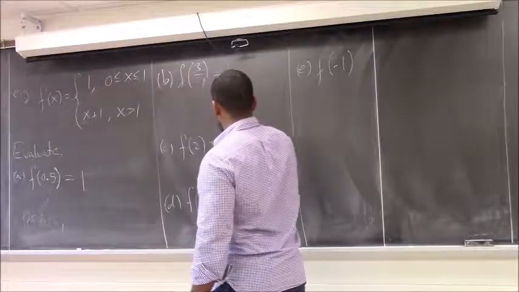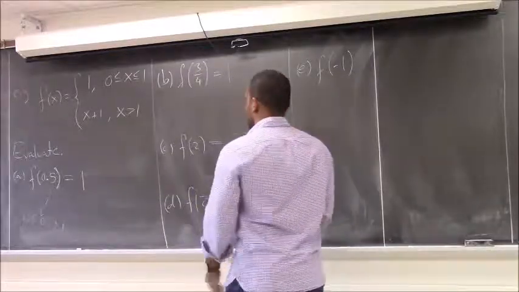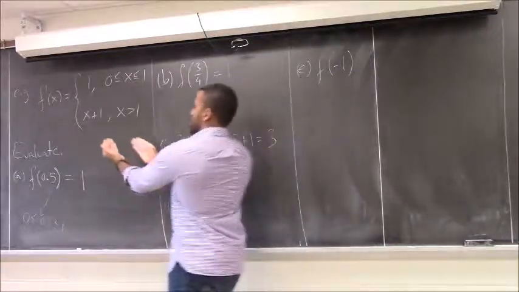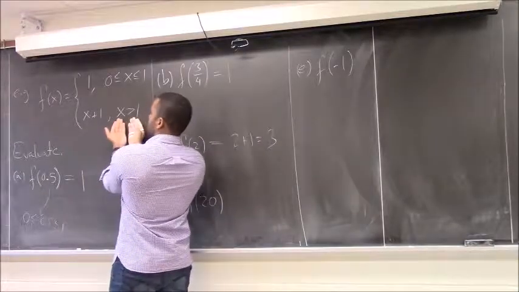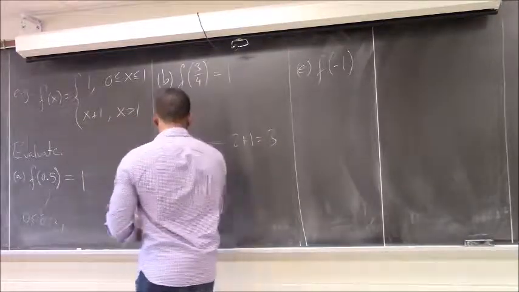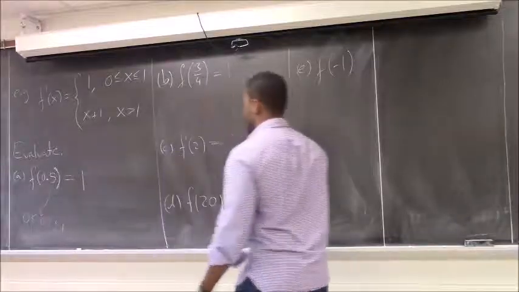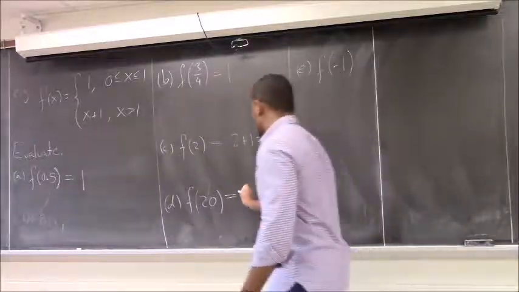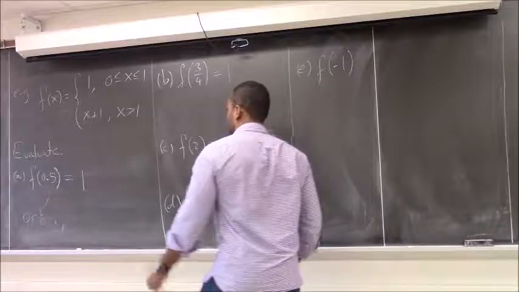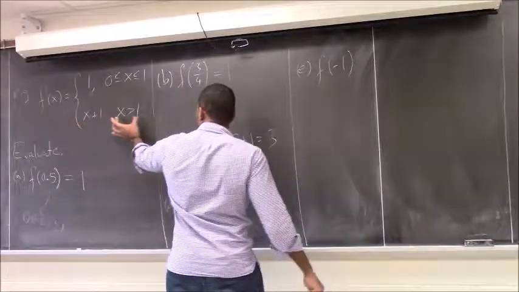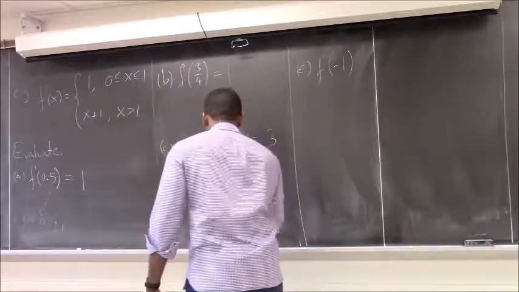This will be 2 plus 1, which is equal to 3. I take the value plus 1 because that's the definition here, and my 2 is bigger than 1. What about f of 20? 20 plus 1, because I take this definition of the function since I'm in this region, and so that's 21.